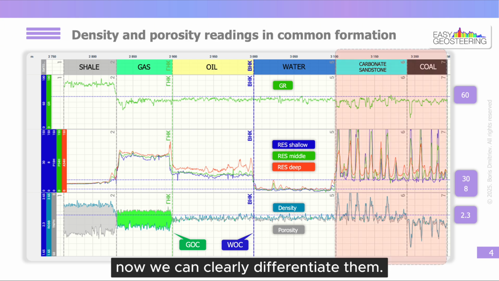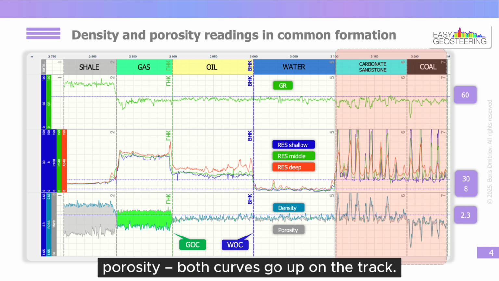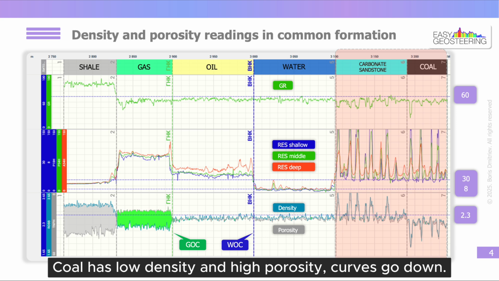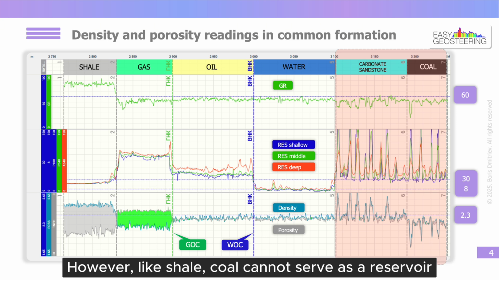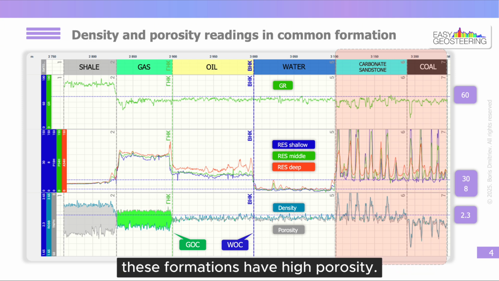Now we can clearly differentiate them. So, carbonate sandstone has high density and low porosity. Both curves go up on the track. Coal has low density and high porosity. Curves go down. However, like shale, coal cannot serve as a reservoir due to its low permeability, despite the fact that these formations have high porosity.